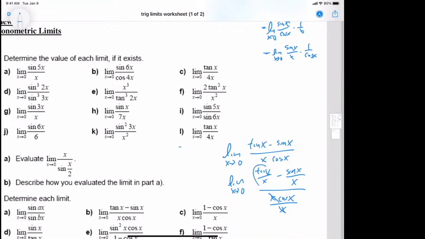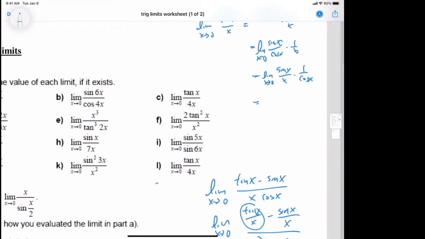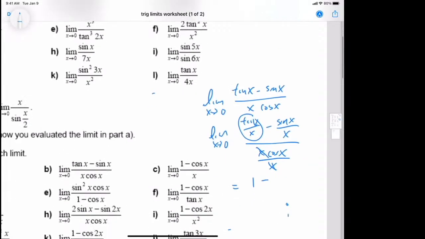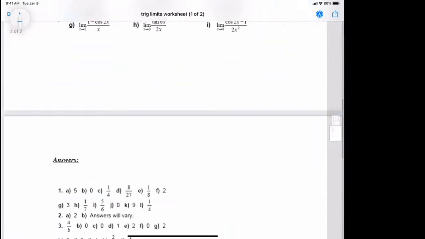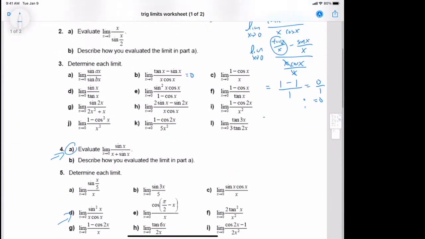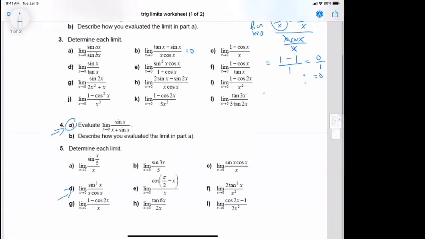I'm just doing this part right now. And this part is equal to 1 times 1 over cosine of 0, which is 1. So that part is equal to 1. Minus sine x over x is also 1, over cosine of 0 is also 1. So it's 0 over 1, which is equal to 0. So the answer is equal to 0. And let me double check, see if I'm right. 3b is equal to 0.